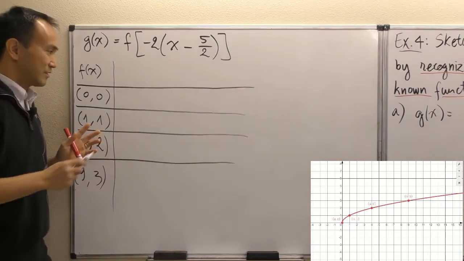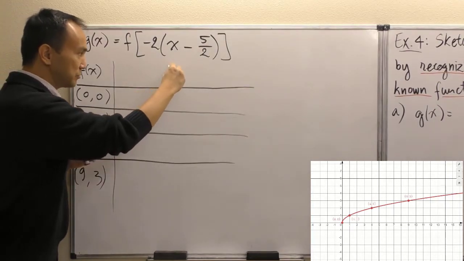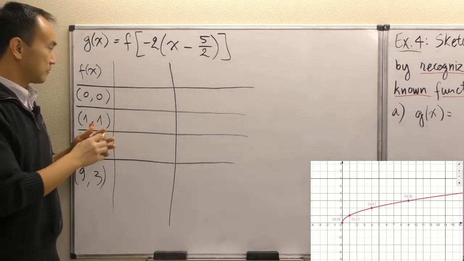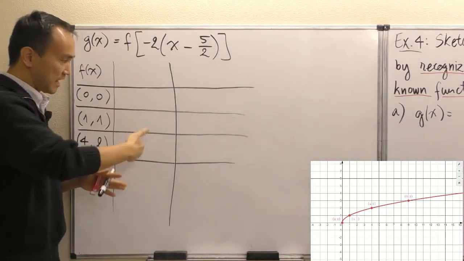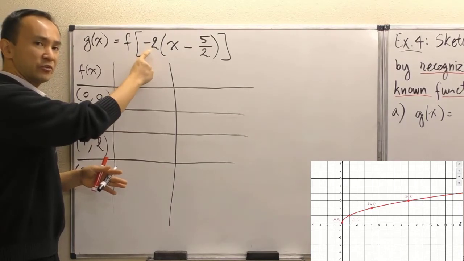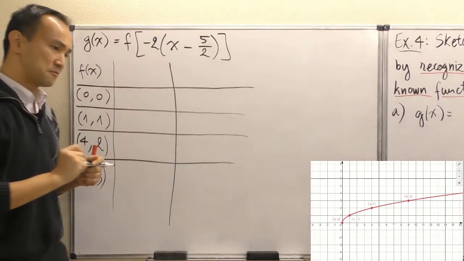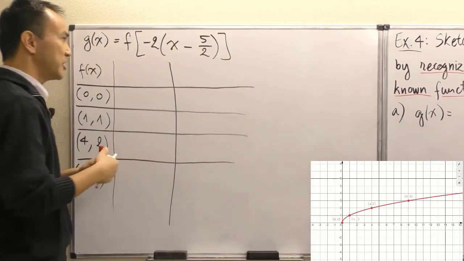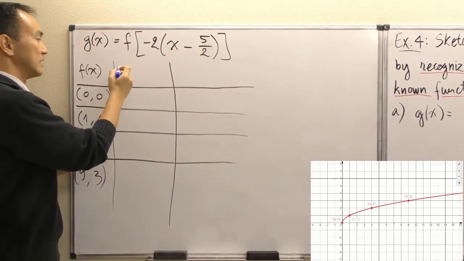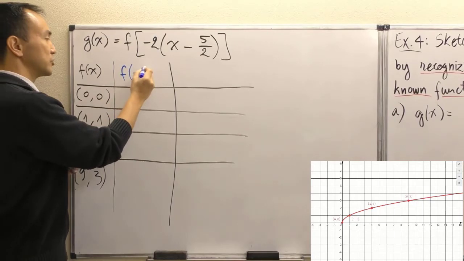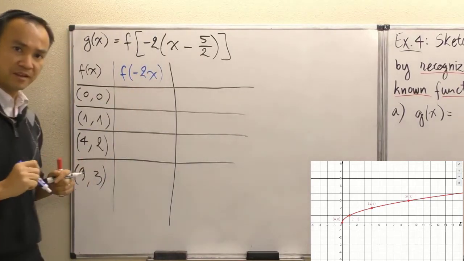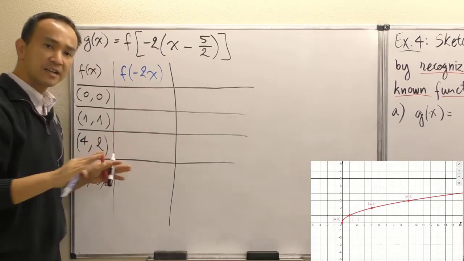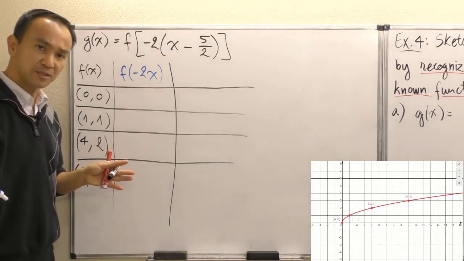So now I am going to nail down the guiding points after our first transformation. The first transformation is going to be f of minus 2x, so it's that f of ax form. And we've done this quite often at this point.